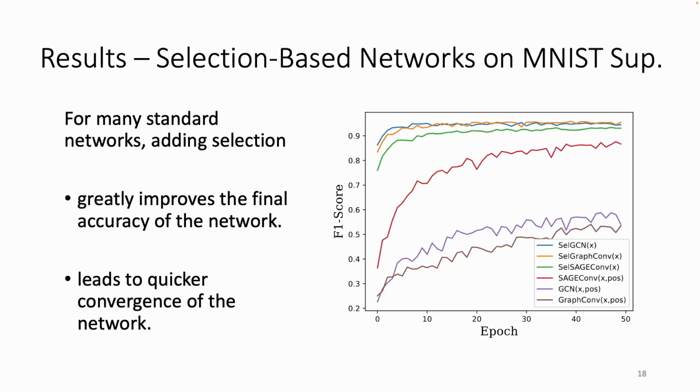First of all, we could take standard networks that are often used for tasks like this and we could greatly improve the final accuracy by incorporating that selection. Additionally, we found that they quickly converged when that information was provided.